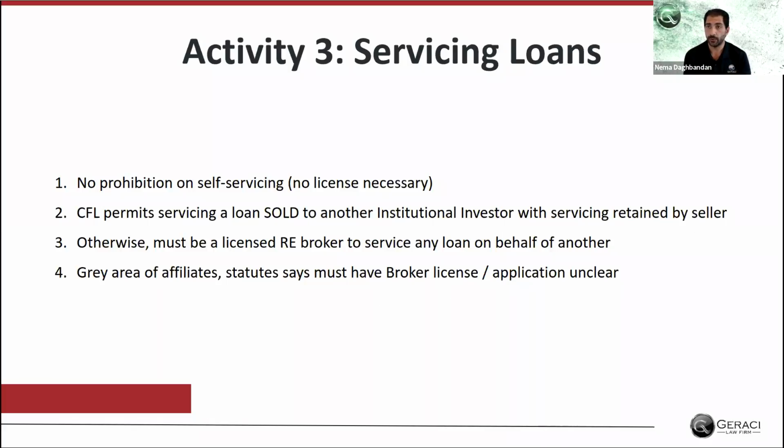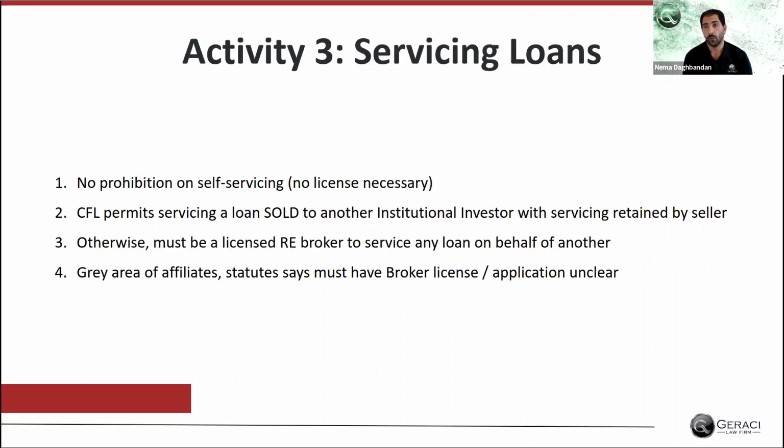A real estate broker in California can service a loan for a California finance lender, an individual, or whoever they want. They can act as a servicer for effectively any party in the state of California. When we went back a few slides ago, that was our definition of what is a real estate broker. One of the primary definitions is a party who services loans for another.